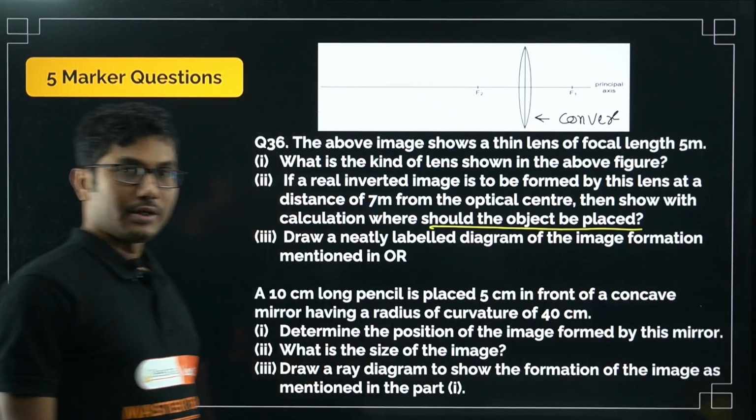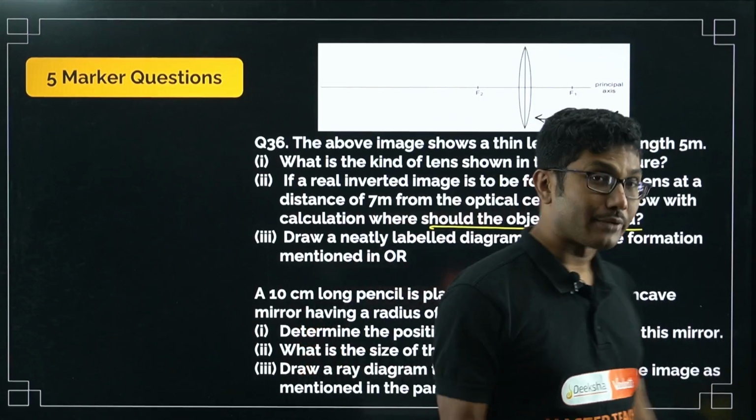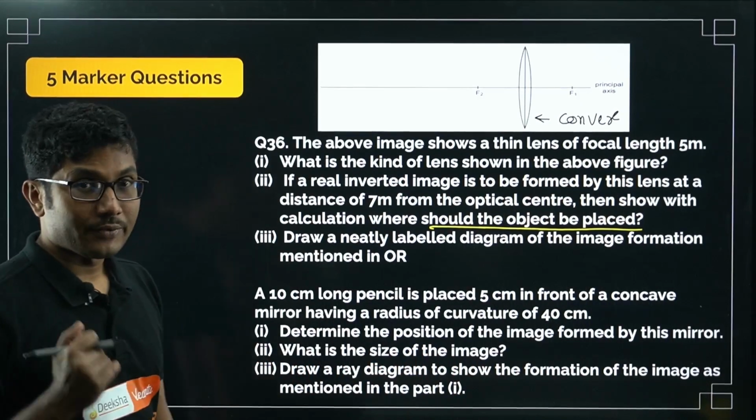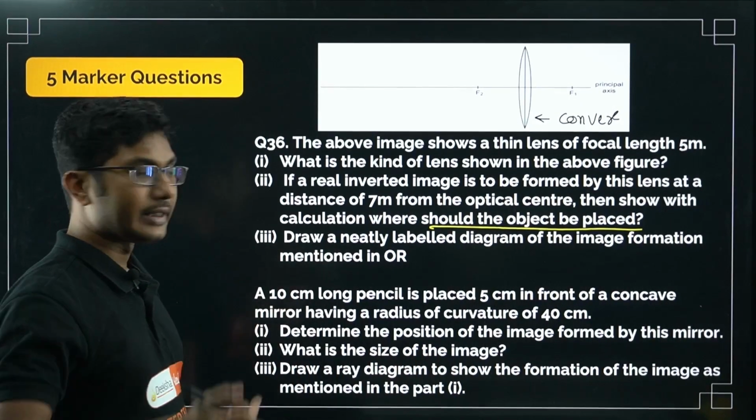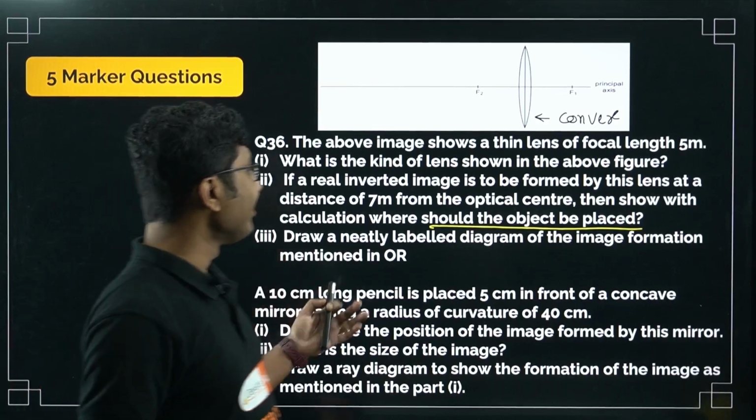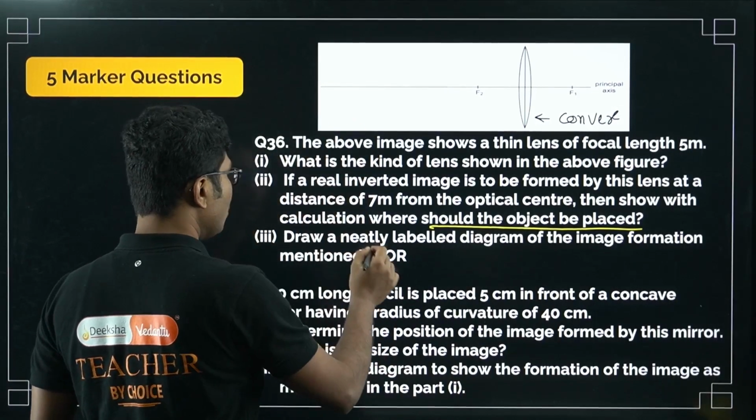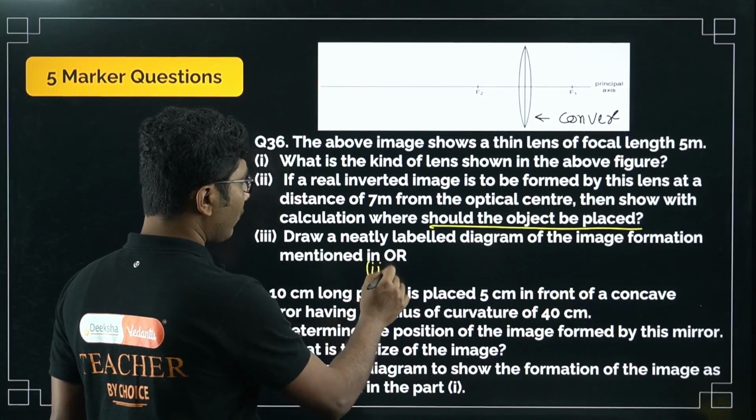Very important, not the other way around. Generally we see object distance is given and we calculate the image distance. In this case, image distance is given and you have to find the object distance. So they have slightly tweaked the question. Draw a neatly labeled diagram for the image formation mentioned in 2. So you have to draw the diagram for this case.